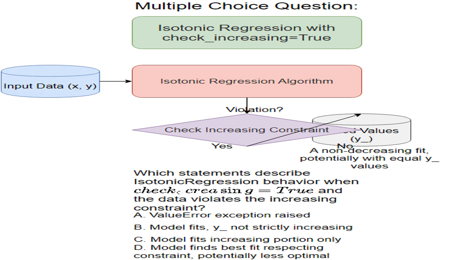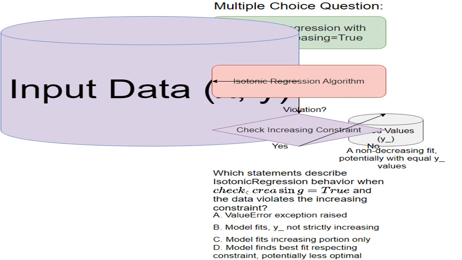The check_increasing equals true part means I'm telling the model to strictly enforce this non-decreasing rule. This refers to the algorithm itself. Isotonic regression algorithms work by finding the best fit while maintaining monotonicity. That is, the output values either increase or stay the same, but never decrease.